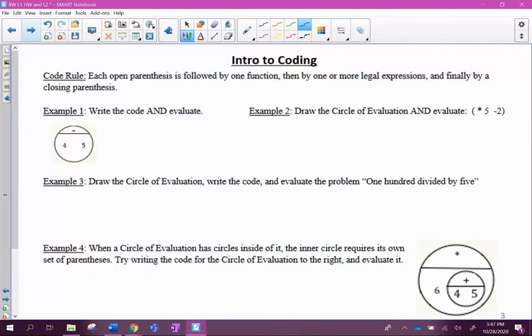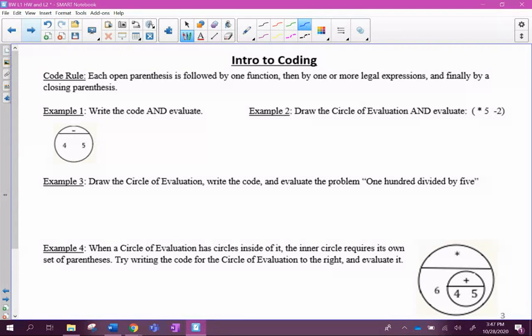So today what we're going to do is a little intro to coding. Our definition here, code rule: each open parenthesis is followed by one function, then by one or more legal expressions, and finally by a closing parenthesis. So basically what this means is code is always going to be inside of some kind of parenthesis. The first thing you see inside the parenthesis is going to be the function. Then there will be the numbers.